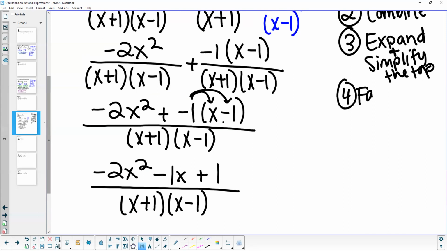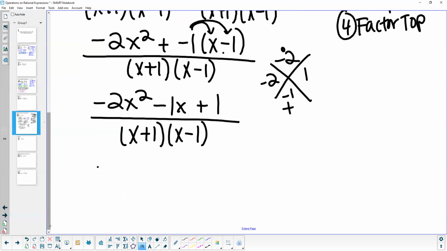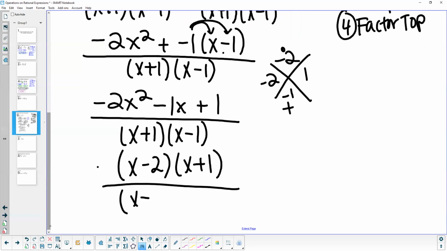Okay, so then once we get to this point where it's expanded and simplified on the top, our fourth step is to try to factor the top, if possible. So we're going to try to factor this. It has 3 pieces, so I'm going to try using the x method. So we're going to multiply. Remember, if there's a number up front, we take that number and multiply it by the end. So we want 2 numbers that multiply to -2 and add to -1. Well, that's actually going to be -2 and a 1. So this factors out into x minus 2 times x plus 1 over x plus 1 times x minus 1.